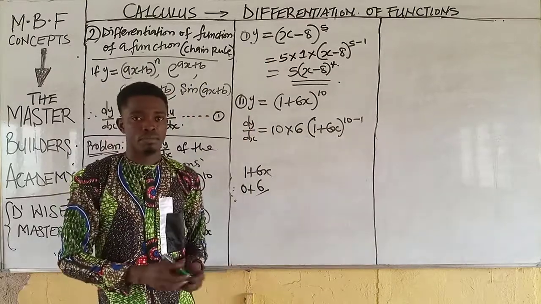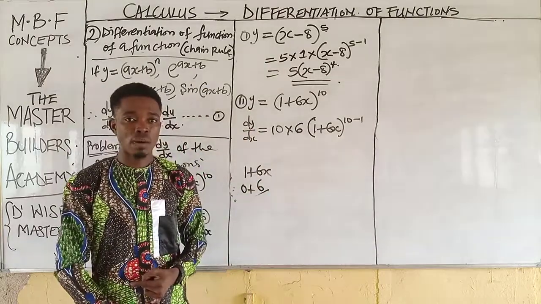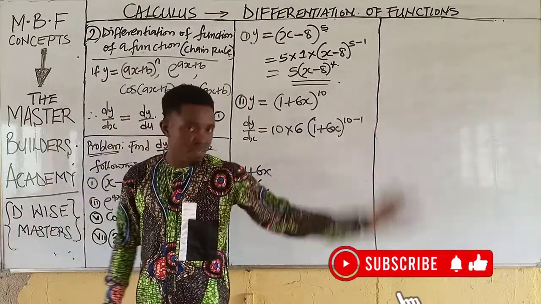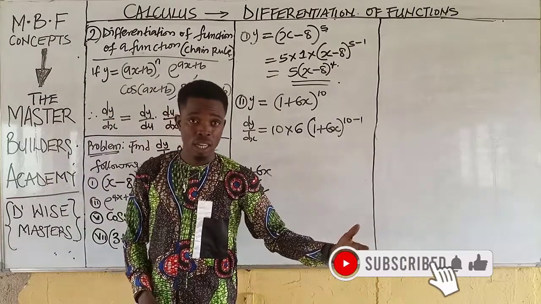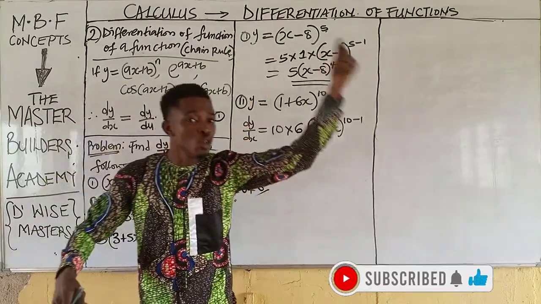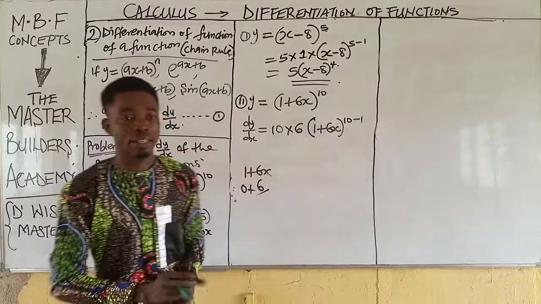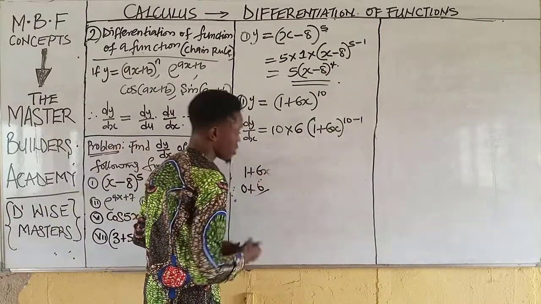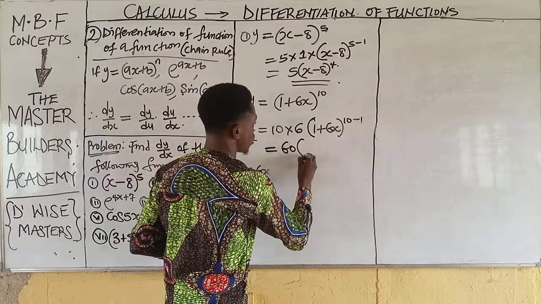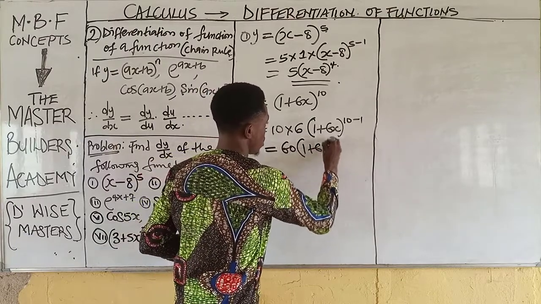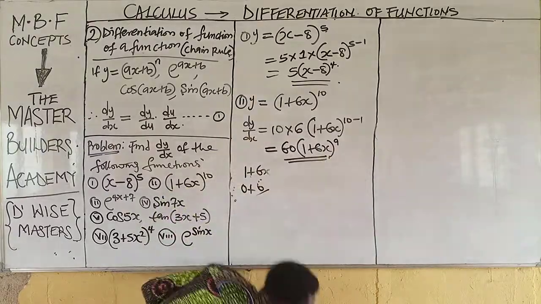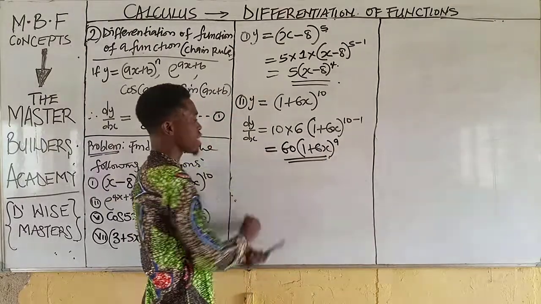The same method. First, identify the power. Put down the power. Second, identify the function of x and differentiate it with respect to x. Then finally, put down the whole question you were given and reduce the existing power by 1. Therefore, this would have given us 10 multiplied by 6, we have 60 into (1 plus 6x), all raised to the power of 9. This is the answer to this very question.